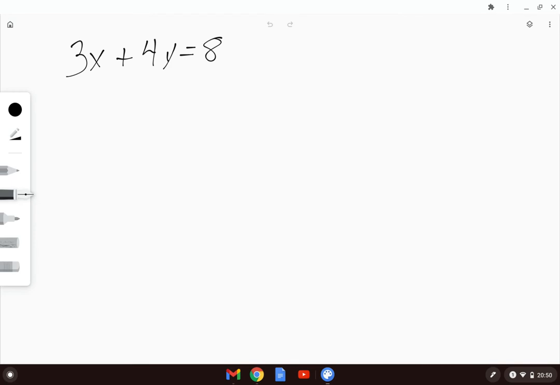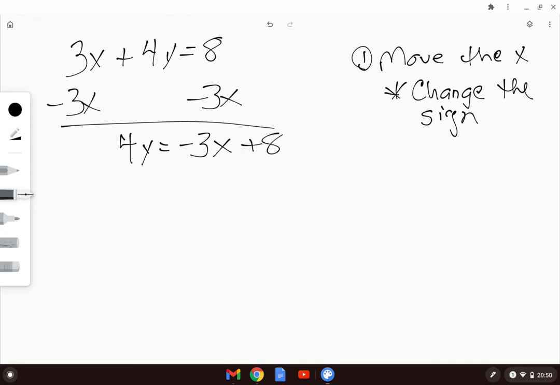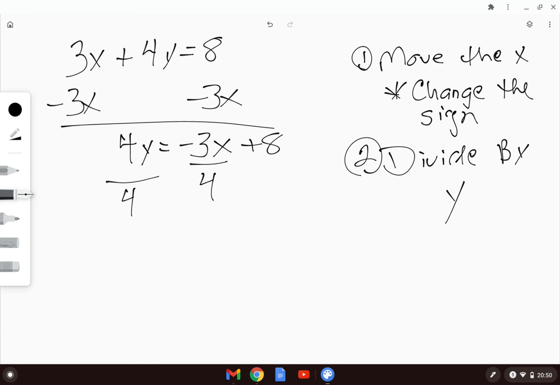So 3x plus 4y equals 8. Same thing. We're going to treat this as a literal equation, solving for y. So I'm going to move the x. And as I move my x, I make sure that I change the sign of my x using inverse operations. So then I divide everything by the y value. So 3x plus 4y equals 8 is y equals a negative 3/4 x plus 2 in slope-intercept form.